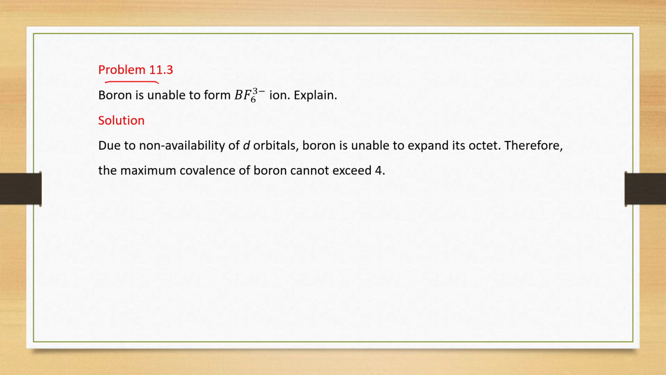Now, problem 11.3. Boron is unable to form the BF6 3- ion. Explain. Due to non-availability of d orbitals, boron is unable to expand its octet. Therefore, the maximum covalency of boron cannot exceed 4.